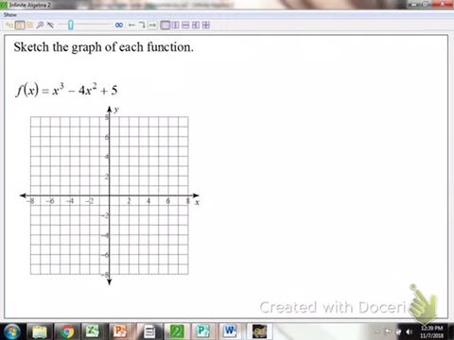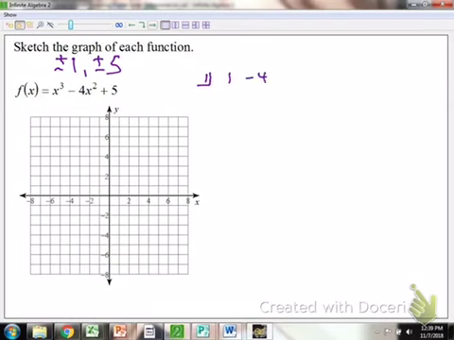The next example, sketch the graph of this. Now we're going to sketch by finding the zeros. That starts with stating the possible zeros are plus or minus 1, plus or minus 5. And we're looking for 3 of these. And so let's just dive right into the synthetic division process and try 1.